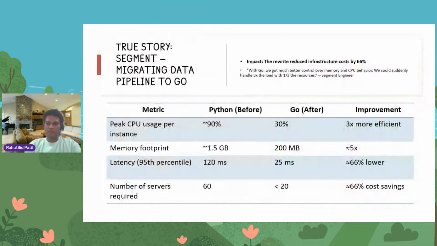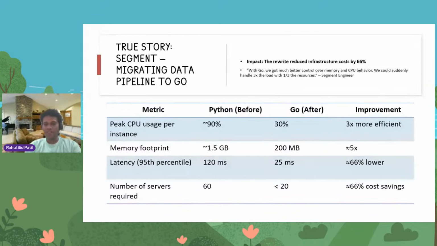Let us start today's session with a quick real world story. This is a true story. Segment, which is now part of Twilio, a major player in customer data infrastructure, used to handle their real time event routing with Python. But as their data traffic grew, they hit a wall. High CPU usage, memory bloat, latency spikes, and growing server costs and whatnot. They decided to rewrite the critical parts in Go, and the payoff was massive.